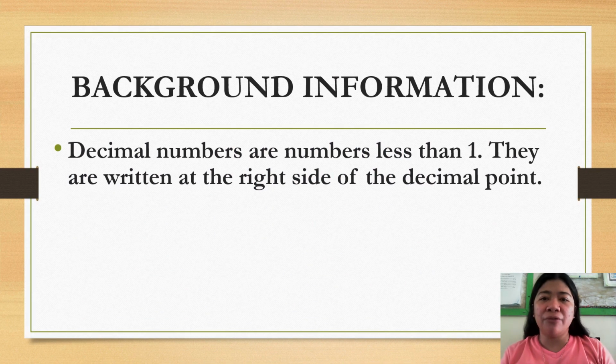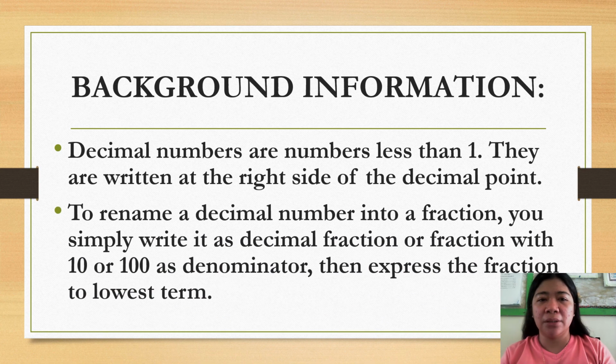So for our background information, what do you mean by decimal number? A decimal number is a number less than 1, and it is written at the right side of the decimal point. Our decimal number could be written into a fraction, and that's what we are going to take up later. You simply write it as a decimal fraction, or a fraction with 10 or 100 as denominator, and then express the fraction to lowest term.